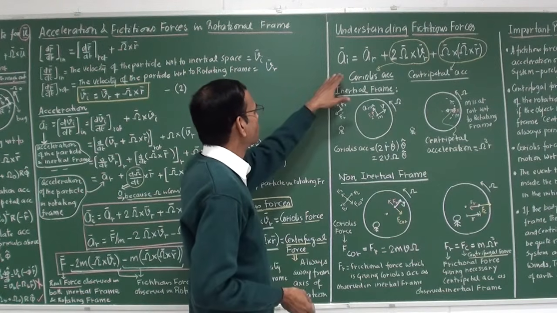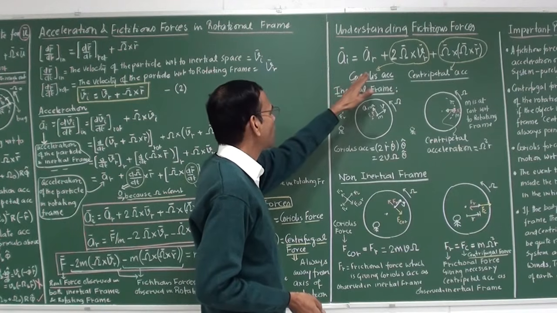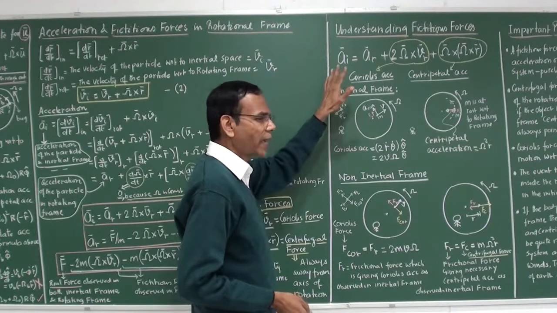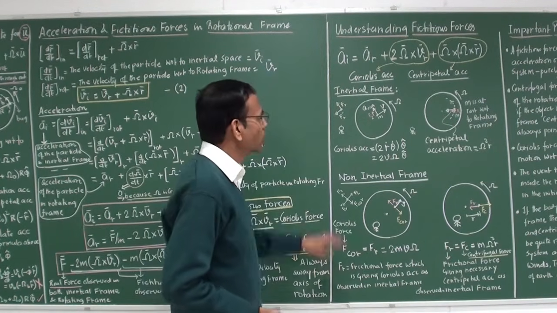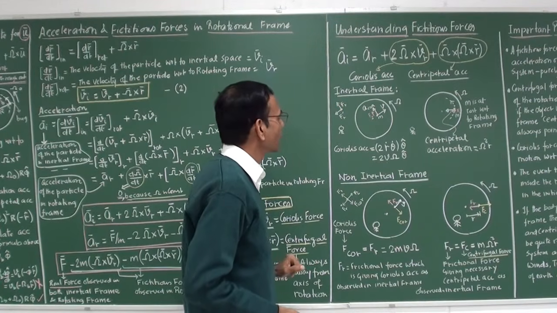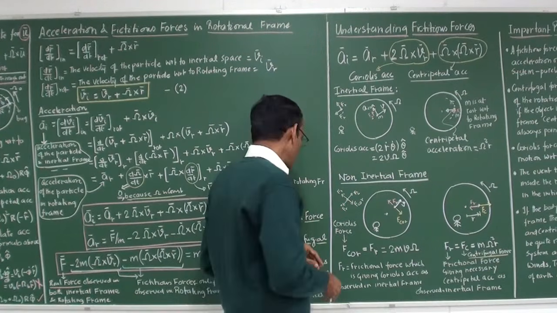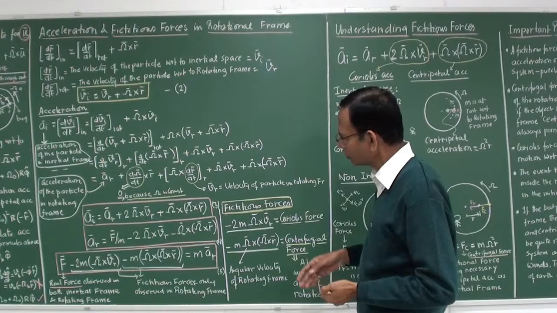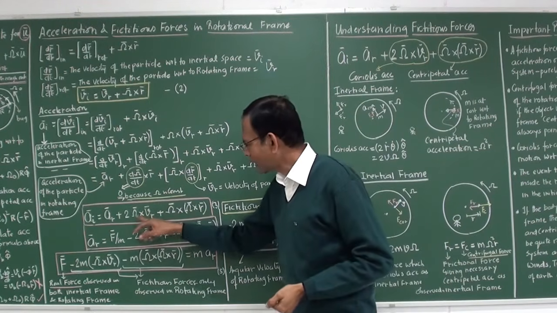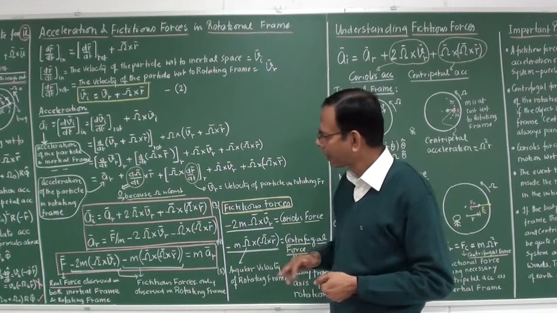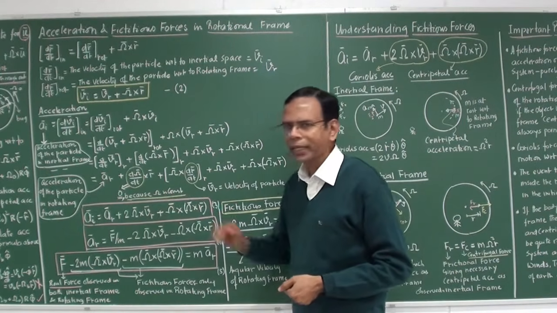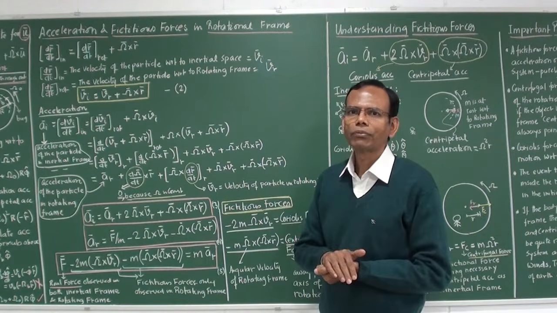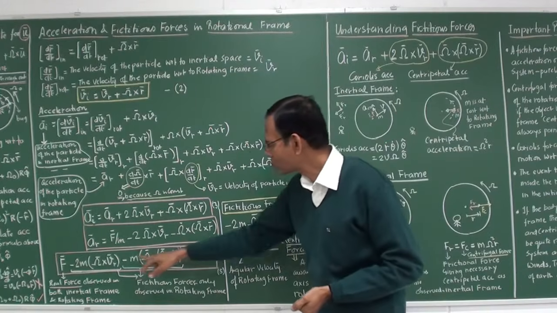So let us write down the same equation once again. A_I is equal to A_R plus 2 omega cross V_R plus omega cross (omega cross R). Now this is the acceleration equation. Why I have written this equation is that we observe that in the expression of the Coriolis force, these two expressions, that means the acceleration terms which are coming over here, after getting multiplied by m, when they go out on the other side, they are becoming the fictitious forces, as you see over here.